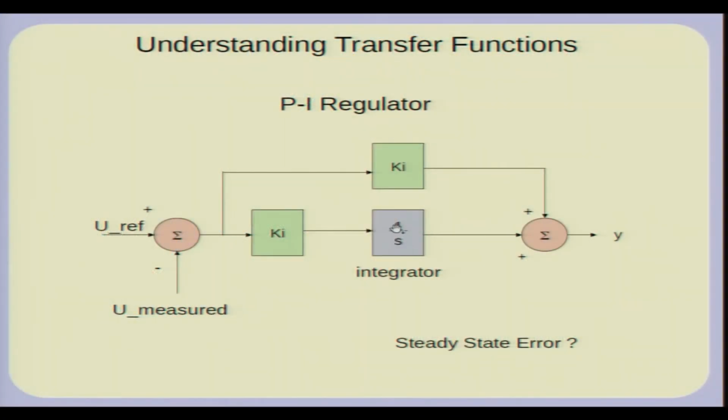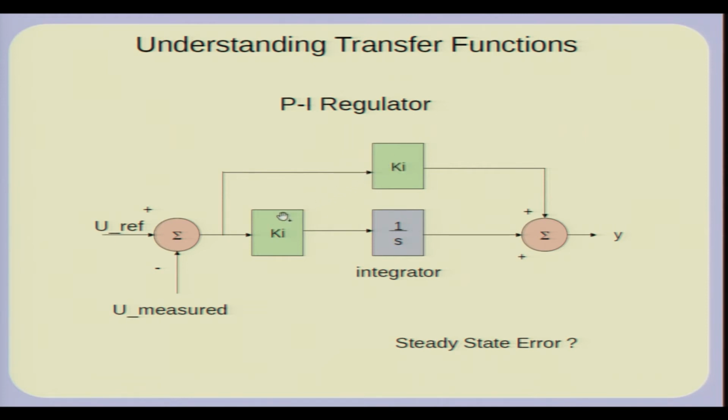Remember that a PI regulator, a proportional integral controller, has a proportional part as well as an integral part. This is Kp and this is Ki. By mistake it has been given as the same value here. Actually, the values can be different. These are the gains. Okay.